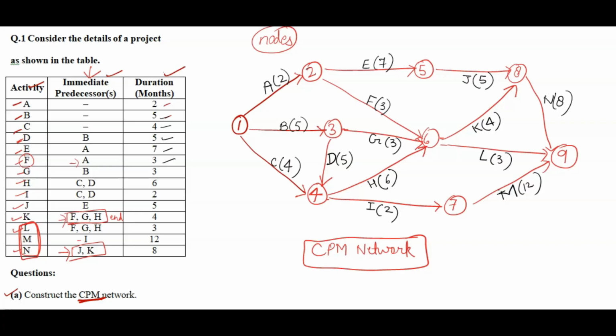So I hope it is clear to you. One by one you have to check each activity, from where it is starting and whether there is an immediate predecessor for any activity or not. If there is no predecessor, that will start from the first node, and the activities which do not have any successors will end at the ending node, that is 9 here.